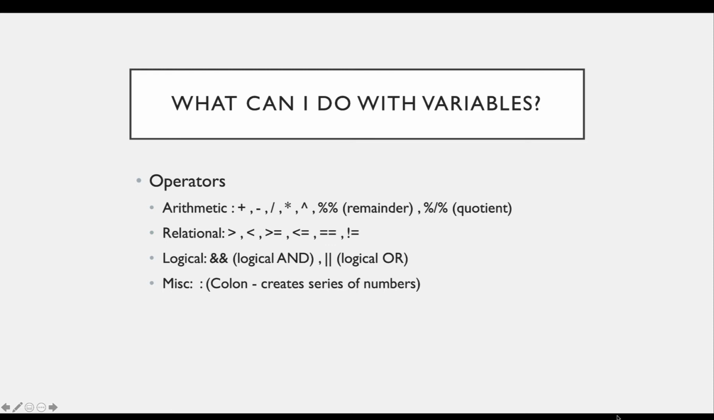Logical operators allow us to concatenate or check for many forms of relational comparisons simultaneously. And miscellaneous operators, such as the colon, for instance, allow us to create series of numbers. And these are some operations that we can do with variables. Let's actually see them in action.